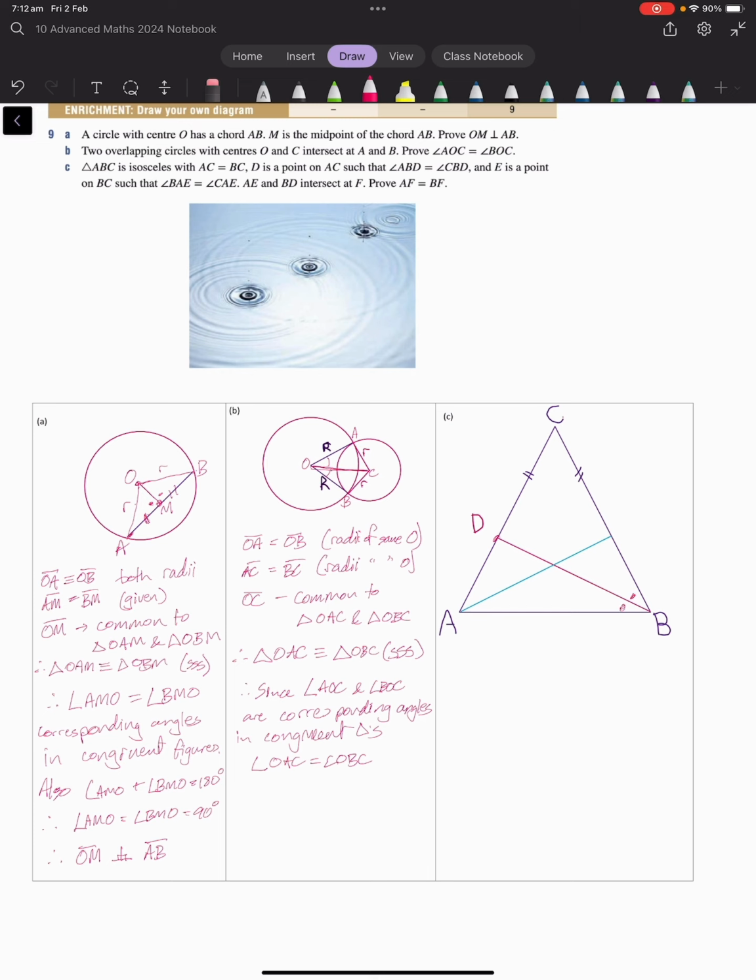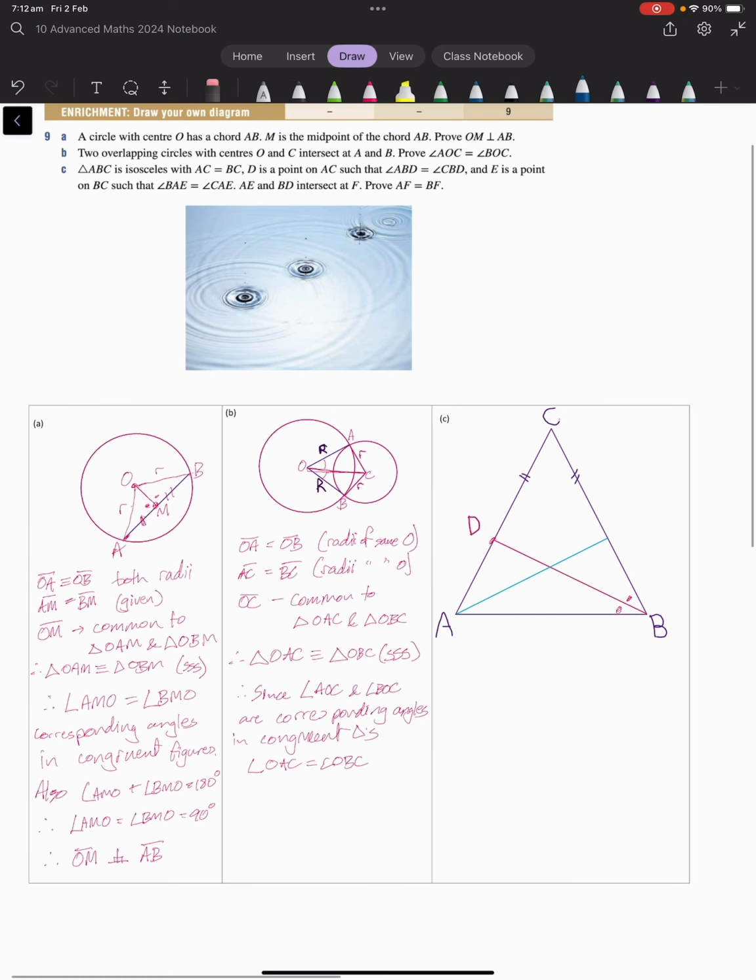They're equal. That'll do. Next I have point E on side BC such that BAE and CAE are equal. So I'm going to give them a different symbol. I'll use little alpha there. Those two side angles are equal. Okay, they've now asked me to prove that AE and BD intersect at F. That's the point where they intersect. And I want to show that AF is equal to BF.